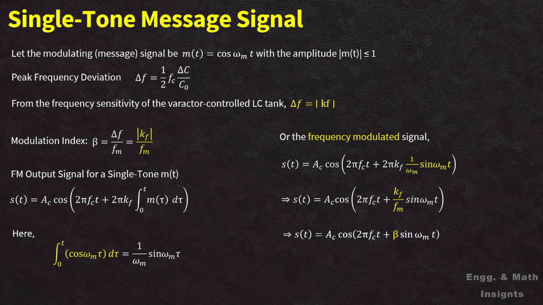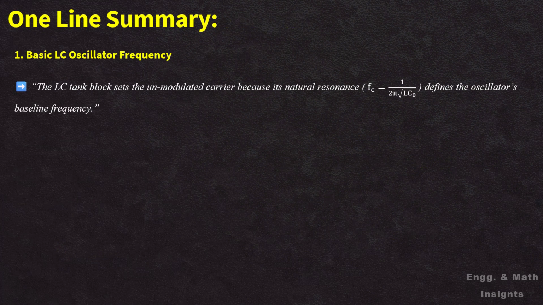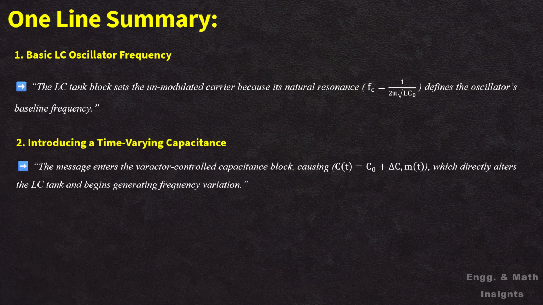Now if we create a perfect one-line summary for all the parts, at first we had the basic LC oscillator frequency, which is the LC tank block that sets the unmodulated carrier frequency because its natural resonance fc is equal to 1 by 2 pi root over L into C naught, which defines the oscillator baseline frequency. Next we have the time varying capacitance C(t). The message signal enters the varactor control capacitance block, causing C(t) equal to C naught plus del C into m(t), which directly alters the LC tank and begins generating the frequency variation.